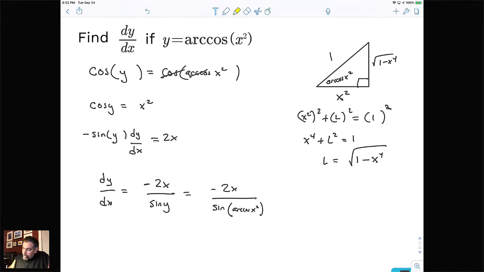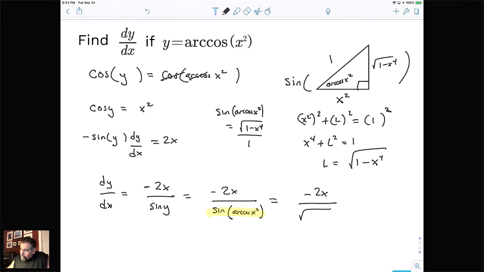Now remember, we are looking for the sine of this angle. So we're going to come back up here. We're going to take the sine of this triangle. And when we do, the sine of this triangle ends up being, I'm just going to squeeze it in right here, the sine of the arc cosine of x squared ends up equaling the opposite side, which is root 1 minus x to the fourth, over the hypotenuse, which is 1. So we come back down here and we say our numerator stays 2x with a negative. The entire denominator is that sine of arc cosine of x squared. We just found that to be the square root of 1 minus x to the fourth.